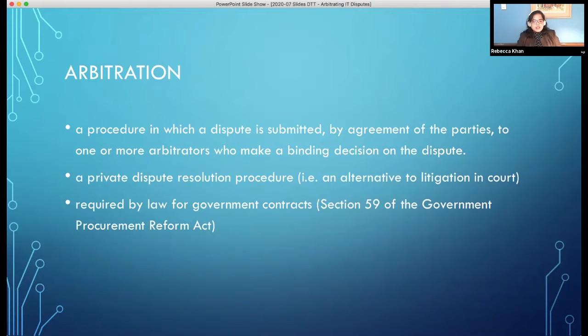So you've probably heard the term ADR in the past. That's shorthand for alternative dispute resolution, and arbitration is under this umbrella of dispute resolution procedures. I just want to bring to your attention that arbitration isn't the only form of ADR. There's also mediation and conciliation. However, the dispute resolution form that's often indicated in contracts is arbitration.